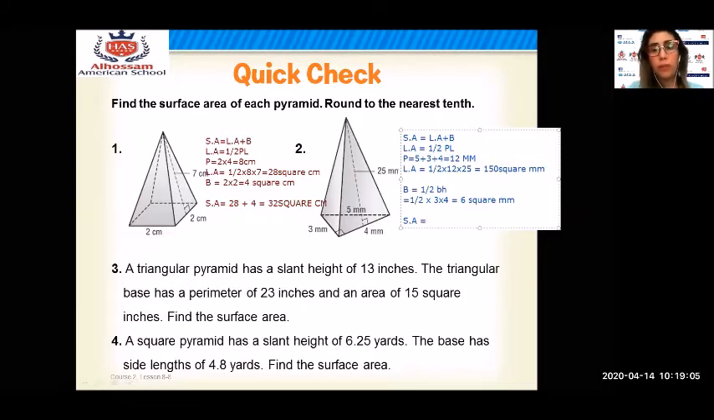Tell me, surface area equal 6 plus. Okay, you start with B. Okay, 6 plus. Where is the lateral area? We found the lateral area, Khalid.